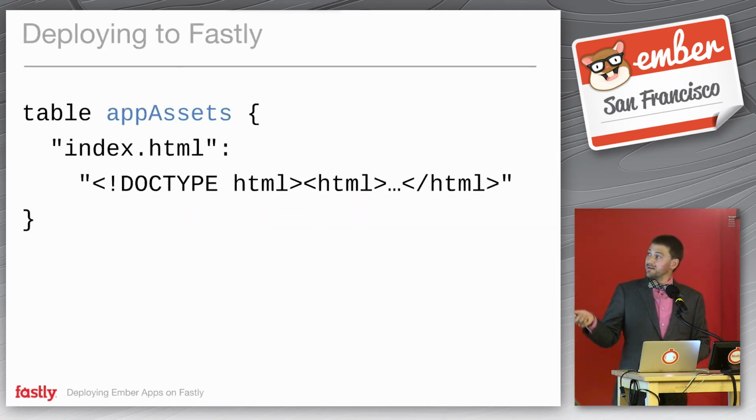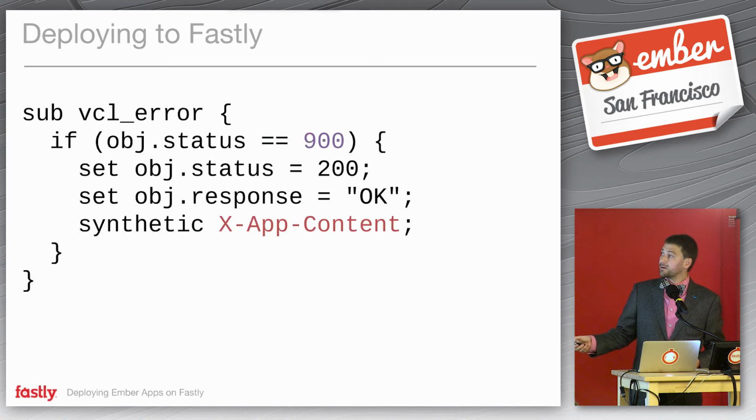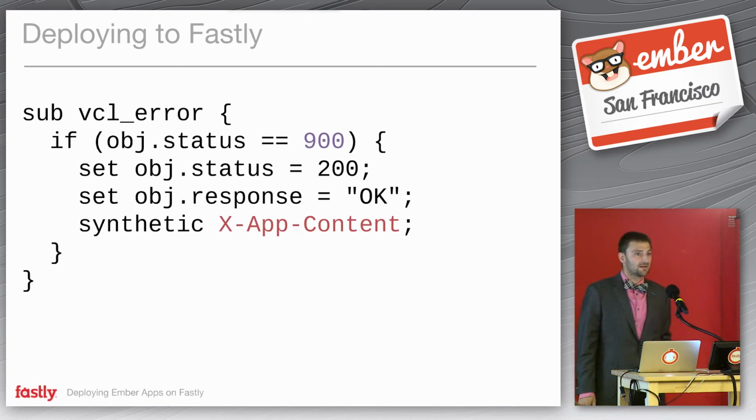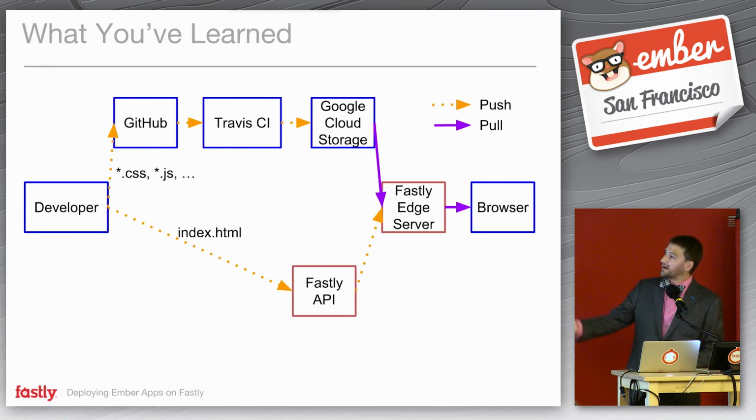So what we do is we create a table called app assets that has exactly one entry. And that entry is index.html, and this is whatever your index.html content is. And then in our receive, if we have asked for index.html, then we're going to look up the content and throw a 900 error, like you do for a synthetic. And then in error, we'll catch that 900, replace it with a 200, and serve the index.html content. So now we have content that's easy to upload, easy to update. It serves incredibly fast directly from memory worldwide. And it looks like this.